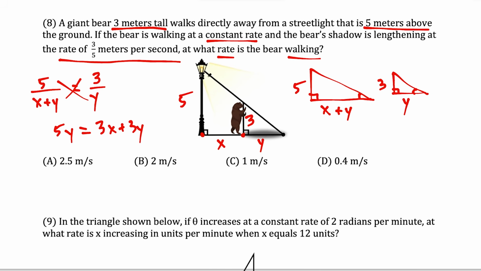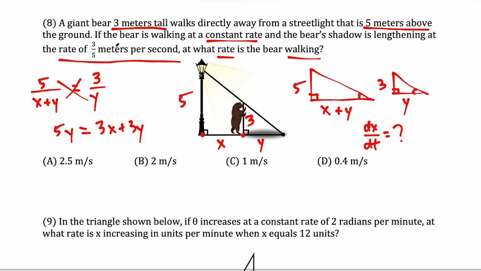But now let's think about what our goal is here. We want to find at what rate is the bear walking. So that's going to affect the x variable. We want to know what is dx/dt in this case here, because once again, the rate at which the bear walks affects x over here. That's how fast it's moving away from the street light here.